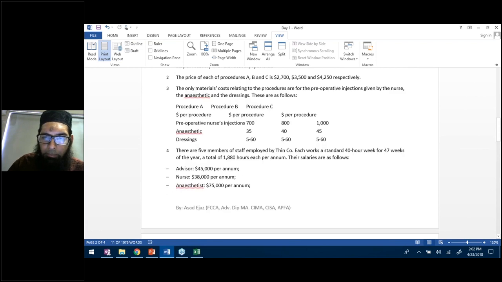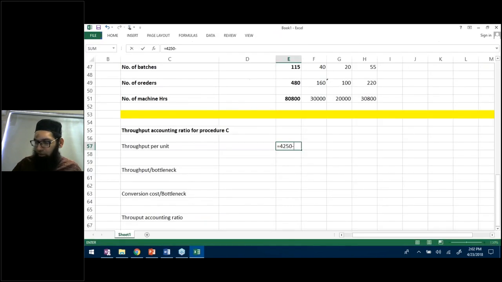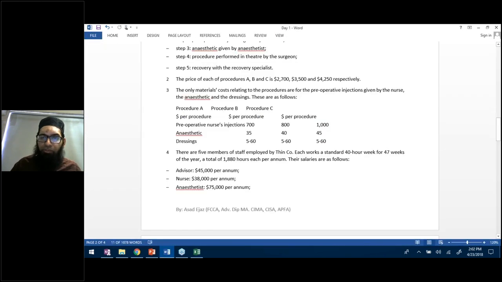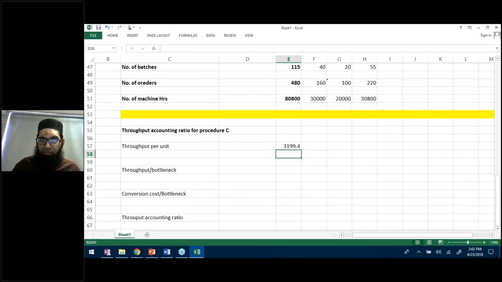So it is 3. One is the preoperative injections, which cost 1000. Then the anesthetic cost 45. And finally the dressing, which cost 5.6. So this will be minus 1000 minus 45 minus 5.6. So the answer is 3199.4.